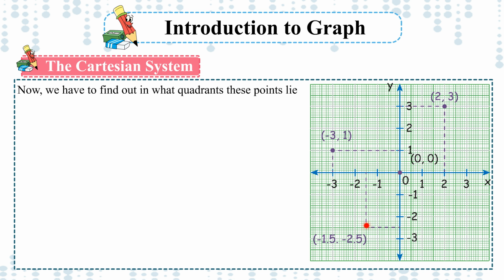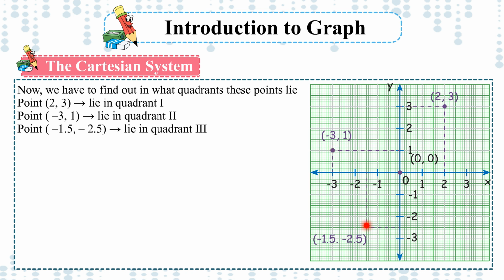Now, we have to find out in what quadrants these points lie. Point (2, 3) lies in quadrant 1. Point (-3, 1) lies in quadrant 2. Point (-1.5, -2.5) lies in quadrant 3.